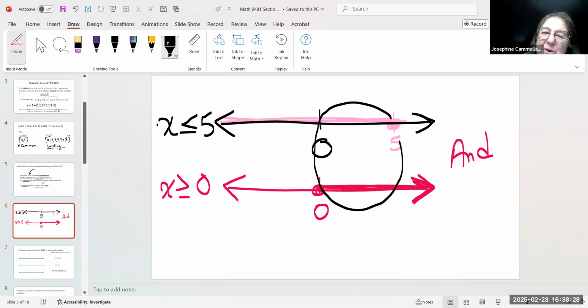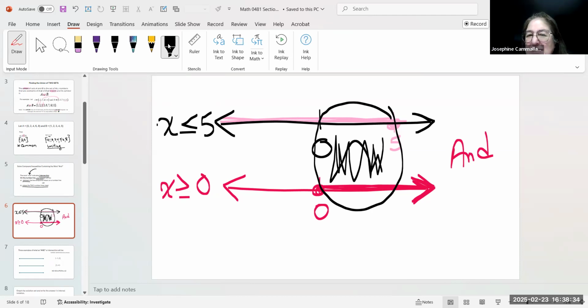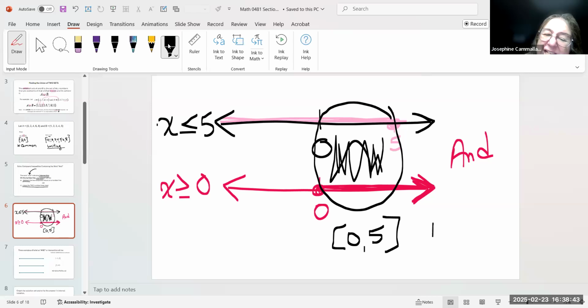Right here. This part is my "and." Between 0 and 5 is my intersection.